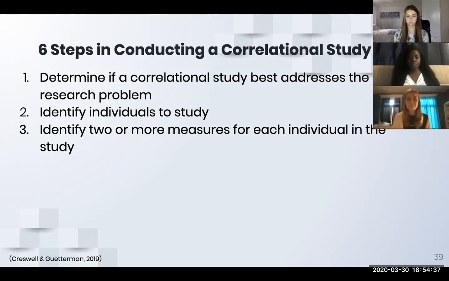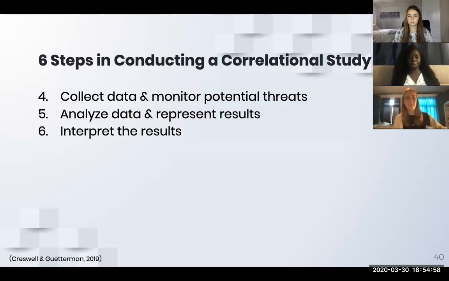And number 3, you want to identify 2 or more measures or instruments for each person within the study. By doing this, you can go to other literature and seek what other instruments they used if you're not really sure where to go with it. And the more instruments you use, it will also help with your accuracy and your credibility. Number 4, collecting the data and monitoring potential threats to the validity of the scores. You want to administer the instruments and collect at least 2 sets of data, which was mentioned earlier. This allows you to observe the association between the 2 variables for the predicting of a single outcome from a single predictor variable.